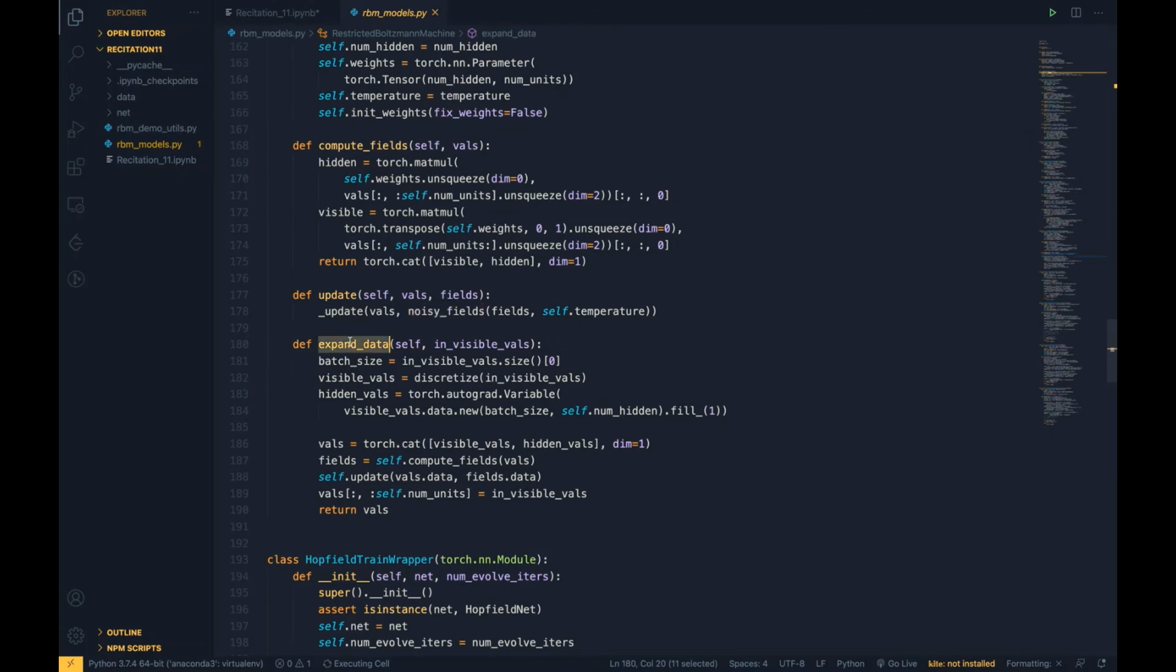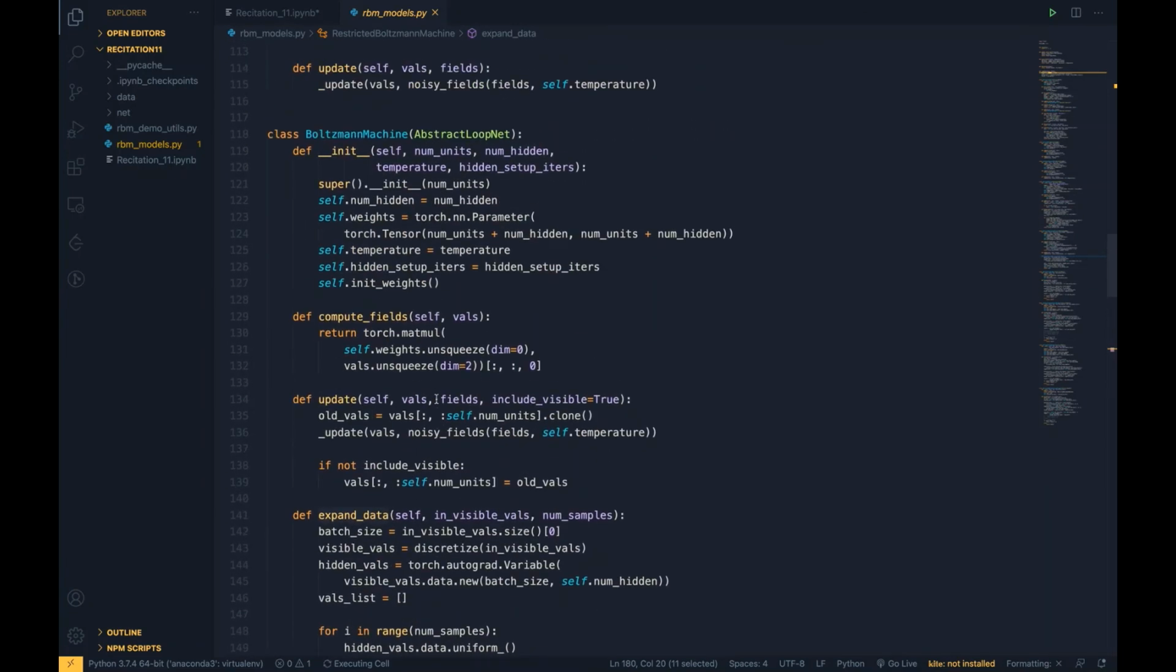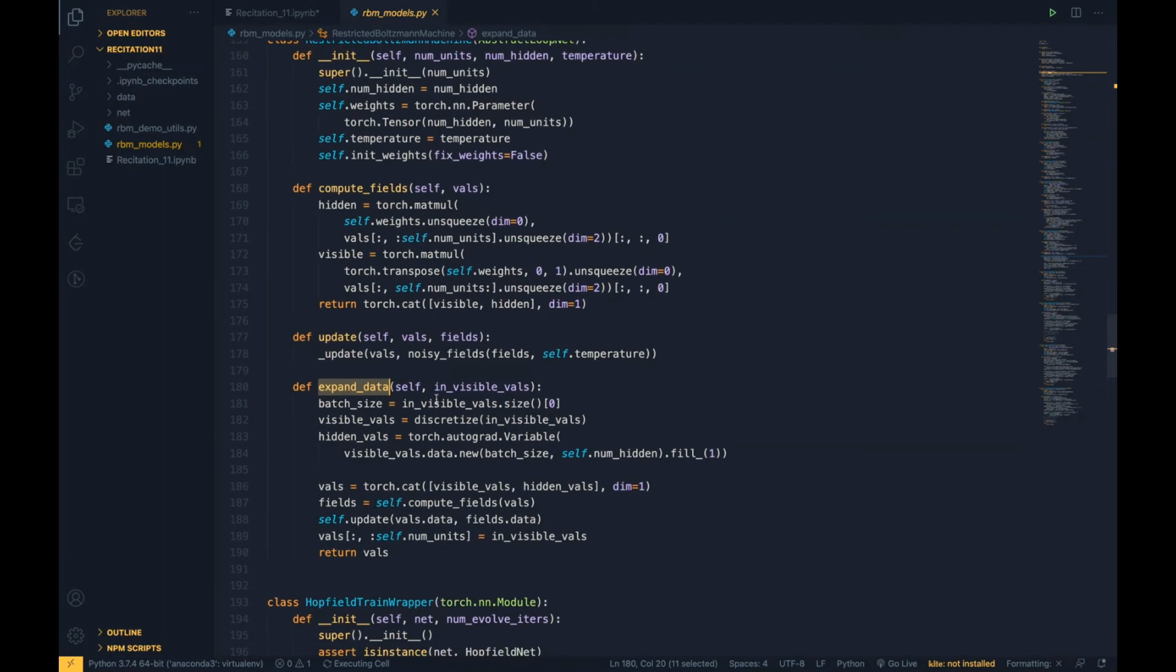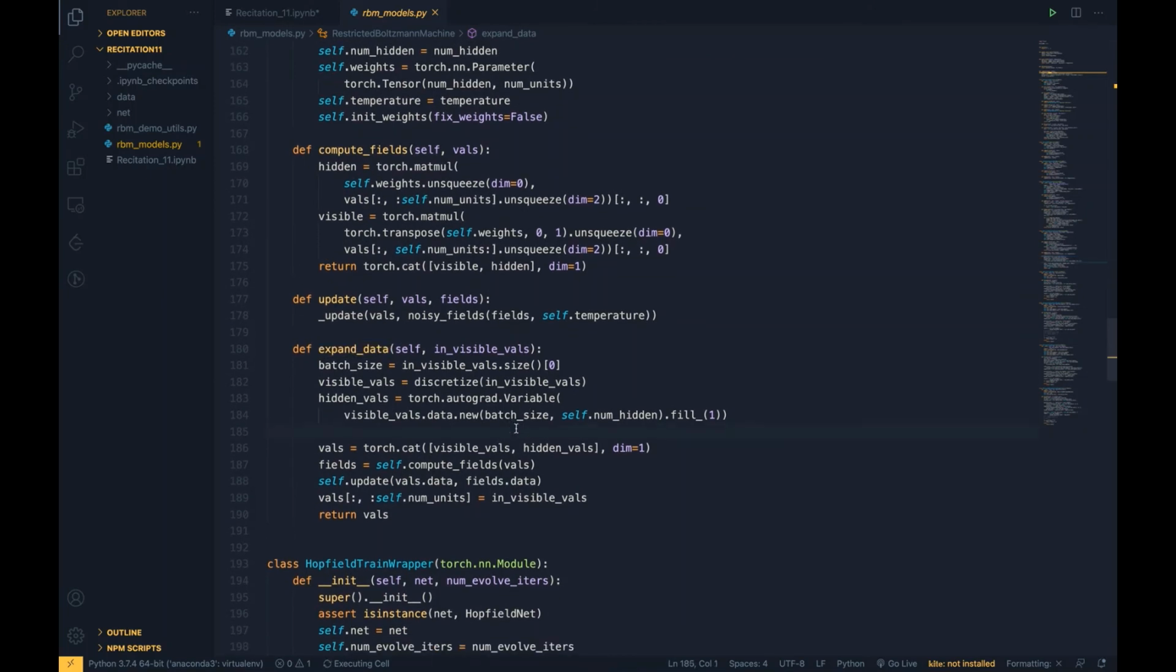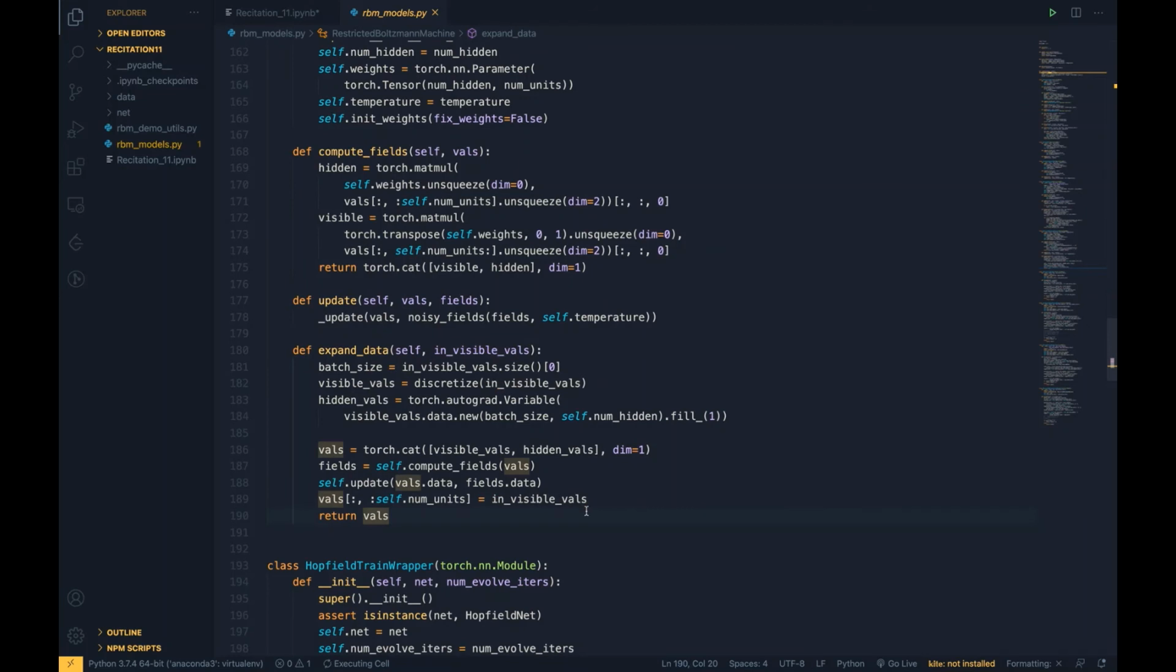And the expand data is a little bit different than the regular Boltzmann machine because of the restrictions. Since we are going to preserve the visible values, the visible values do not change, and the hidden values are only determined by the visible values, so we can just calculate them deterministically instead of going through some loops. So that's what we got.